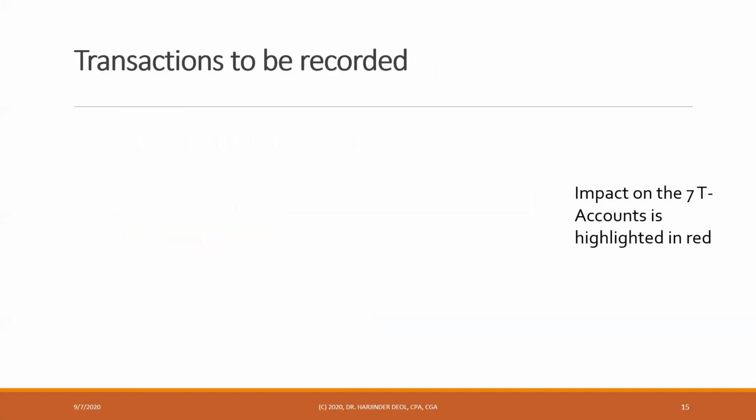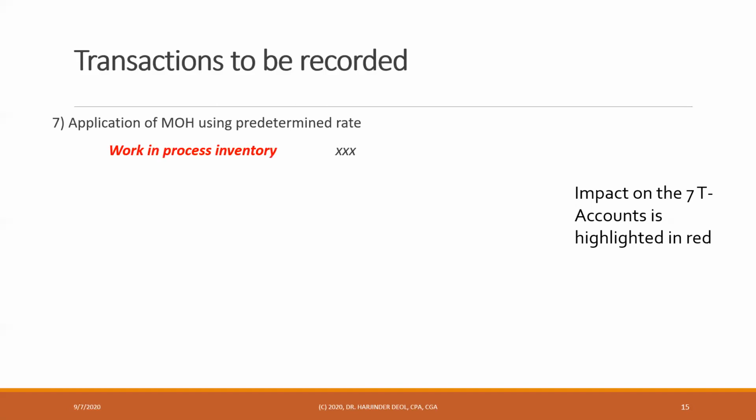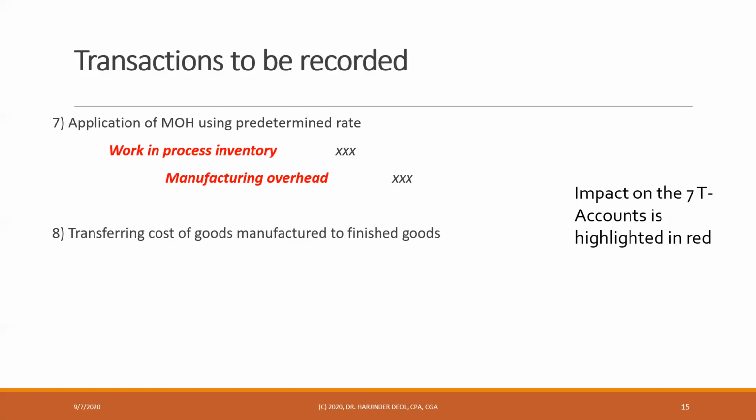Keep in mind that the business will be charging manufacturing overhead to various jobs based on a predetermined manufacturing rate. So as manufacturing overhead is charged to jobs, we would debit work in process inventory and credit manufacturing overhead. Once the goods are completed, they are transferred from work in process to finished goods inventory. So you will debit finished goods inventory and credit work in process.